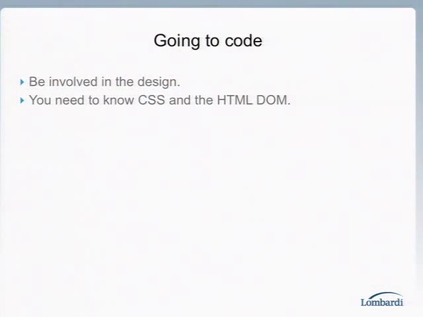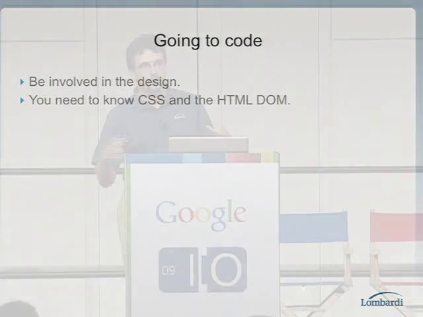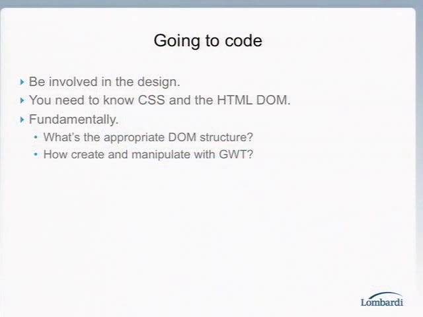So the other point, you need to know CSS and the HTML DOM. You need to know what your toolkit is. And unfortunately, at the moment, there's no way of getting around the fact that because you're building for a browser, you have to understand HTML and you have to understand CSS. Because fundamentally, it comes down to what is the appropriate DOM structure that you're going to build with your code, and how am I going to use GWT to create that structure and manipulate it.